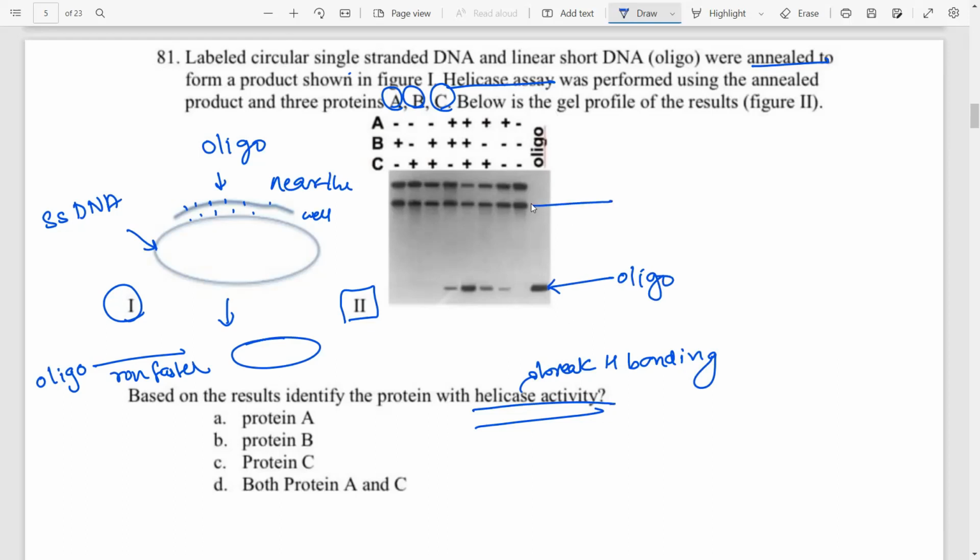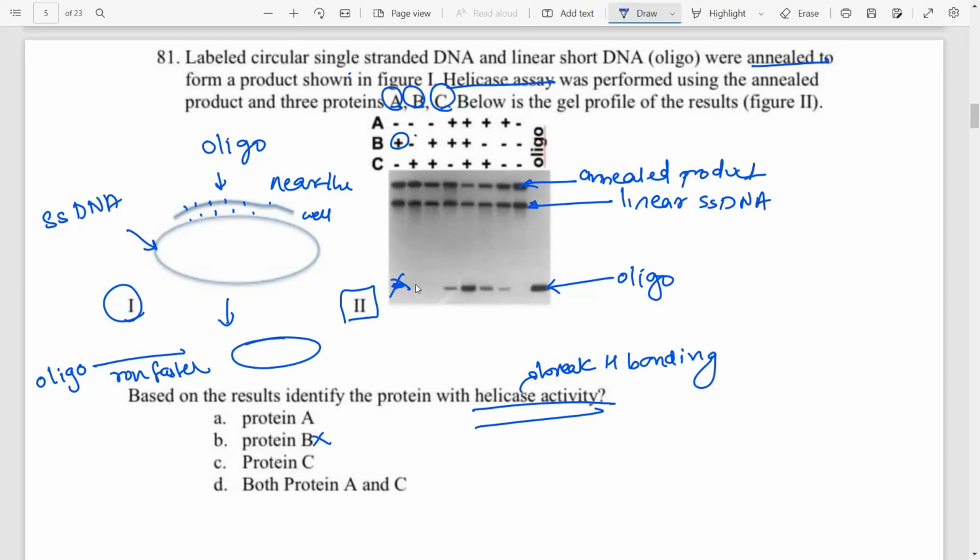Now, what would this possibly be? So this will be the linear single-stranded DNA, and this one might be a mixture of the two, which is the annealed product. So let's see what the gel tells you. So in the first well, they have only added B, and you can right away notice that there is no oligo band over here. That means that B is not separating the two. So option B itself we can neglect.